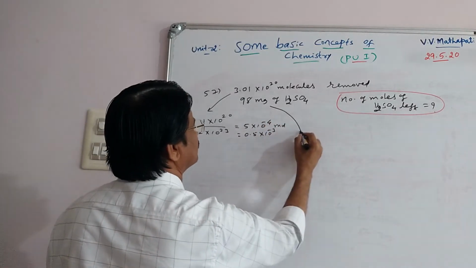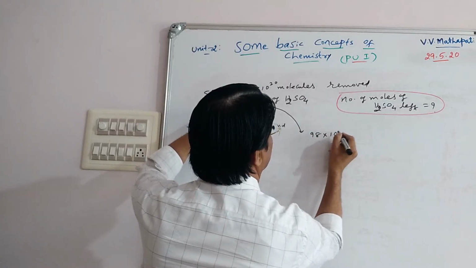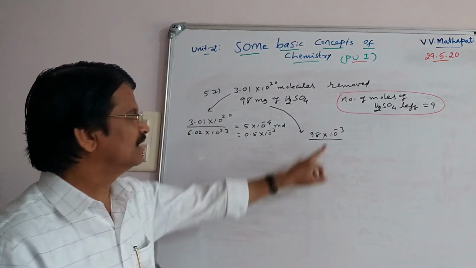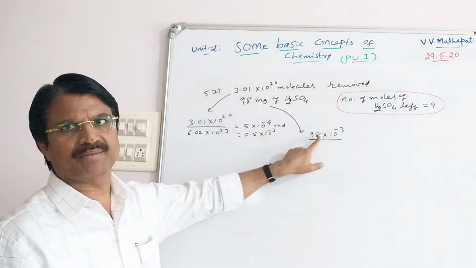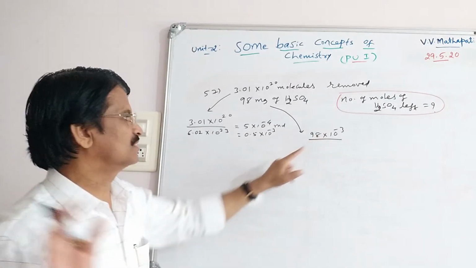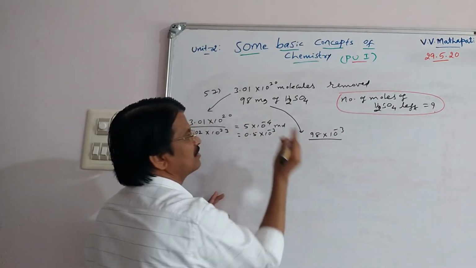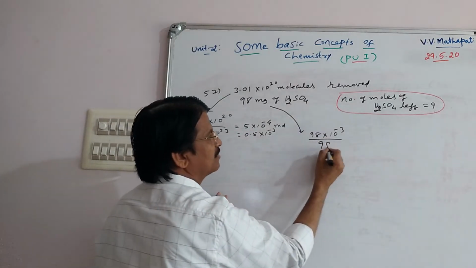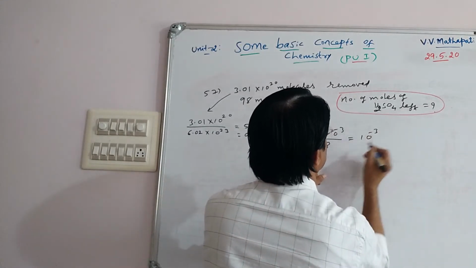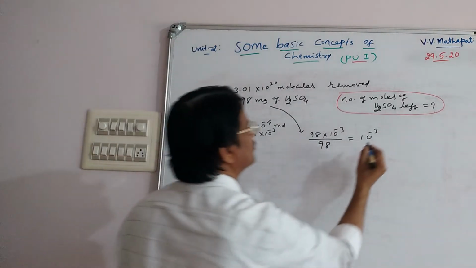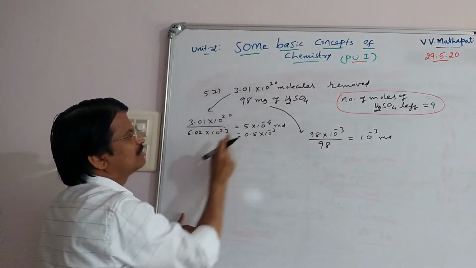Similarly, convert 98 mg. Why write 10 to the minus 3 here? Because while writing moles, we need mass in gram, not milligram or kilogram, so convert into mass in gram. Milli value I wrote as 10 to minus 3. The mass is 98 and the molecular mass of sulfuric acid is also 98. Then 10 raised to minus 3 mole. So I converted 98 mg into mole, and molecules into mole.